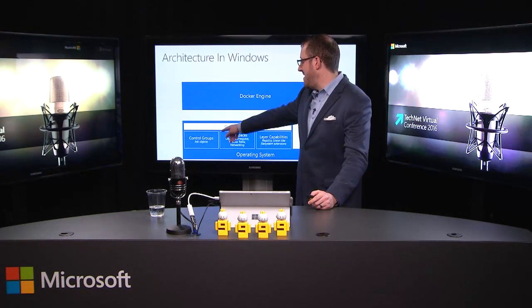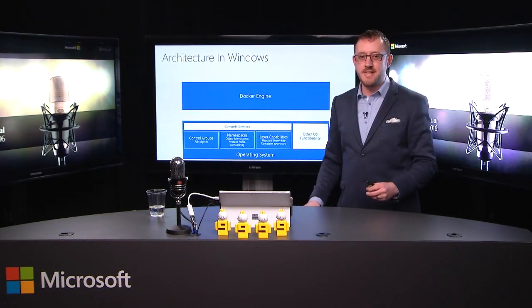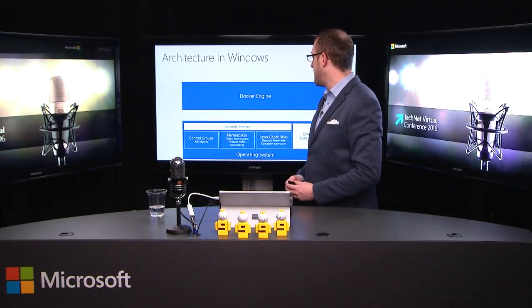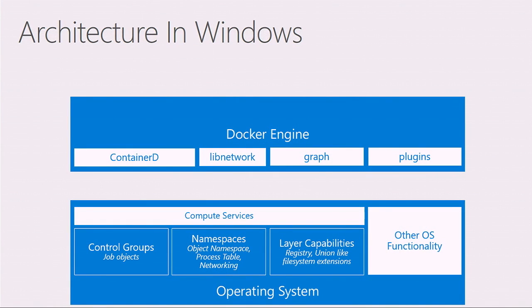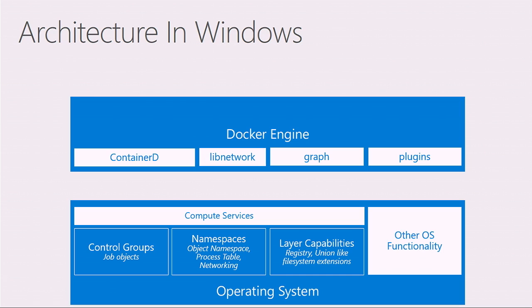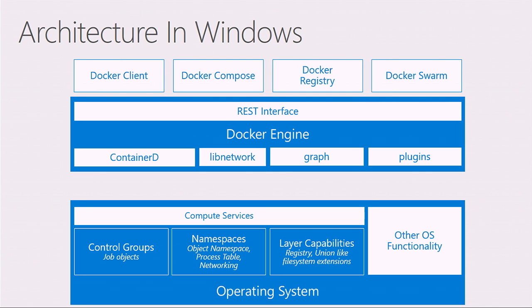So instead of someone having to come down to the control group and program against that API, and then go to each namespace and program against that one, and then go to layer and program against that one, we give them a common place to say things like, give me a container. So we built the compute service layer on top of that. And then we get the exact same Docker engine, but the drivers like containerd, libnetwork, graph, these actually talk to our compute service now. So they're Windows-specific implementations of that. The rest of the Docker engine, including the REST interface and all of the meat in the middle, remains exactly the same. So what we've done is change a few of these layers. Same Docker client, same compose, same registry, same swarm, all of those things work exactly the same. They're just cross-compiled for Windows now. And then as we work on runC, we'll have a runC implementation as well.